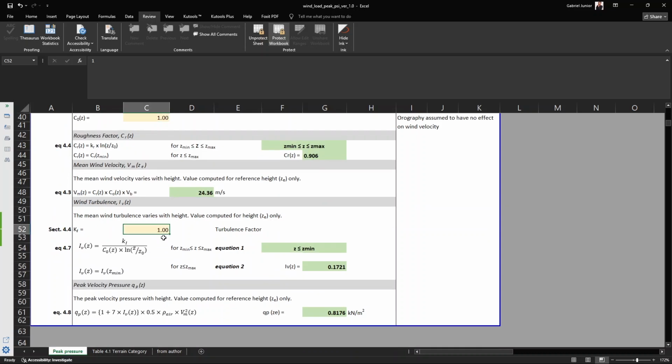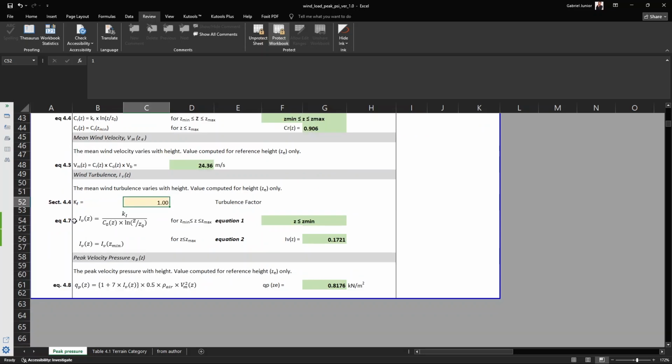So for computation, we begin with the turbulence factor, given as 1, just as per section 4.4. You can check it in the Eurocodes. So here we have equation 4.7, which is now used to determine the wind turbulence with respect to the reference height. So it also depends on the inequalities provided, so it determines which equation to use.